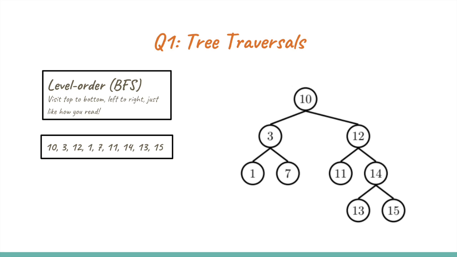So with our example, the procedure would visit the nodes starting from 10, go to the next row, and going from left to right would visit 3 and 12. Similarly, we go to the next row and traverse from left to right, from 1 to 7 to 11, and then to 14, and then finally 13 and 15.